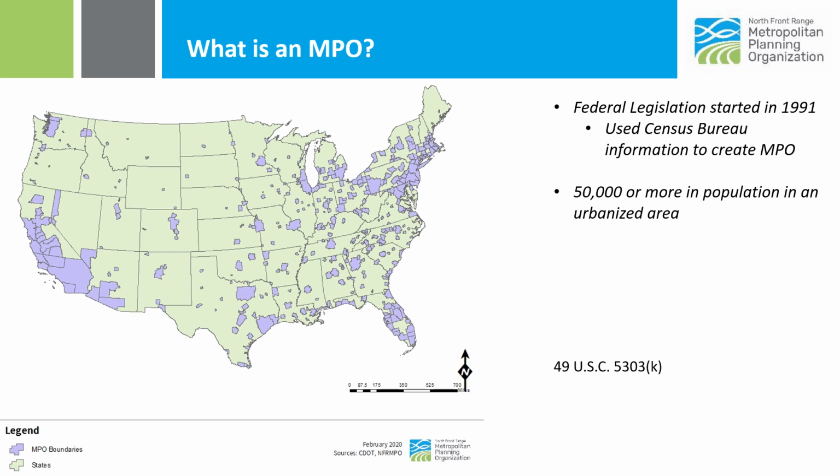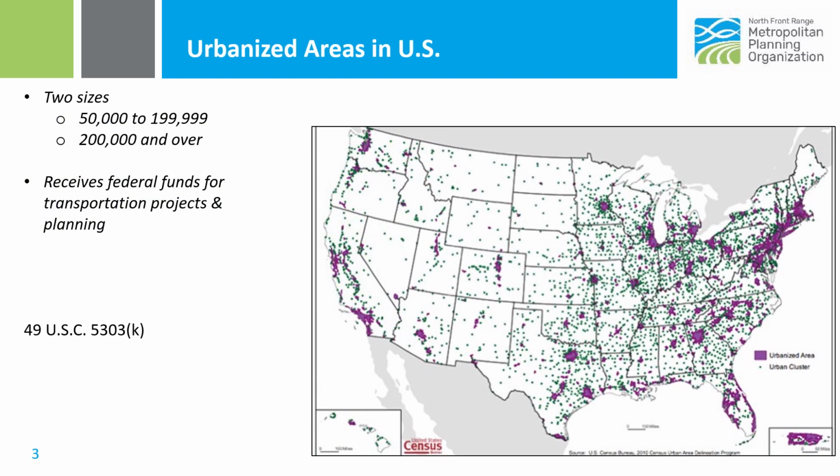MPOs are designated by agreement between the governor and local governments that together represent at least 75% of the affected population, including the largest incorporated city based on population, or in accordance with procedures established by applicable state or local law. This map shows the MPO boundaries in the United States. All urbanized areas in the U.S. that are 50,000 or over are shown on this map.